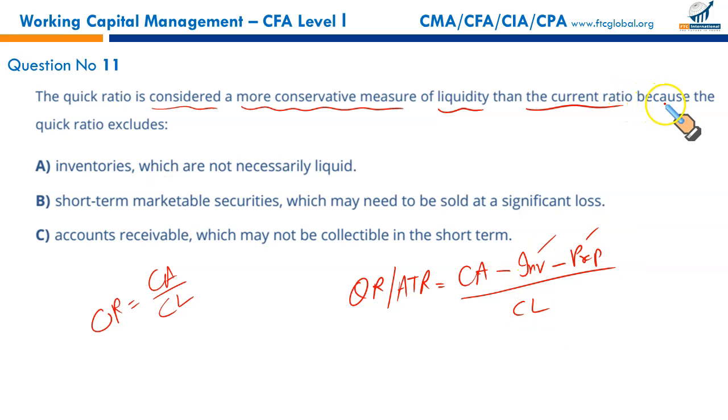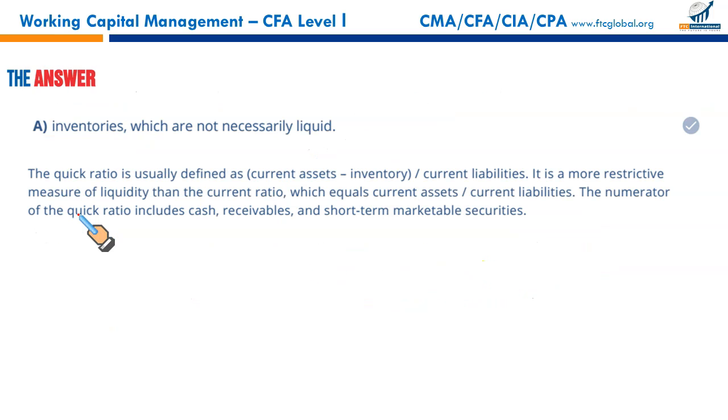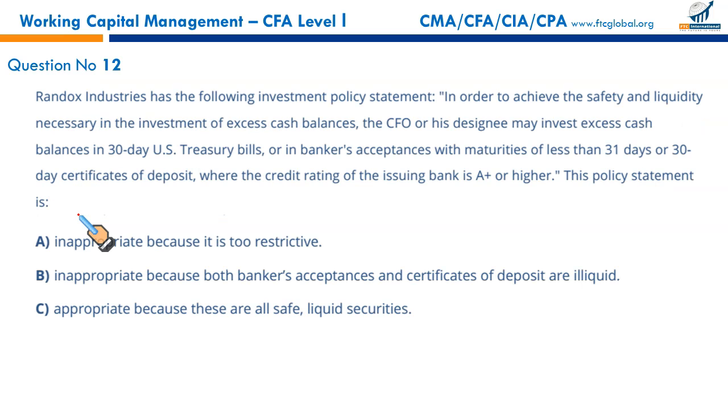So what is specifically excluded? Because the quick ratio excludes inventories, which are not necessarily liquid. Correct. This is a correct statement. Short-term marketable securities, no. Only inventory and prepayments, wrong. Accounts receivable, no. Accounts receivable are a part of current assets as well as quick assets. So B and C are not correct. Only A is, and A it is.